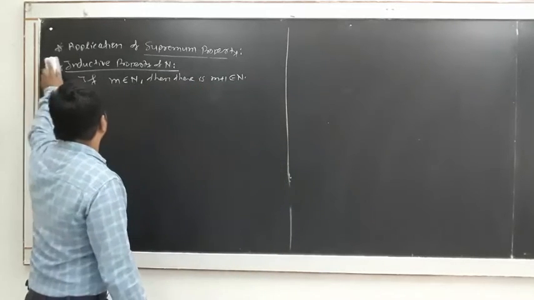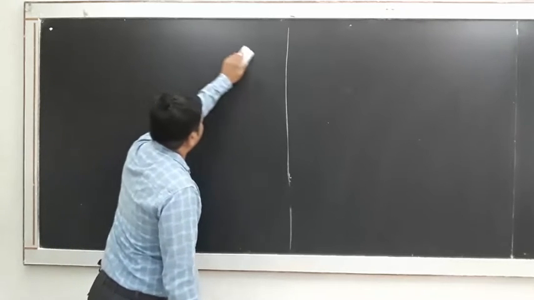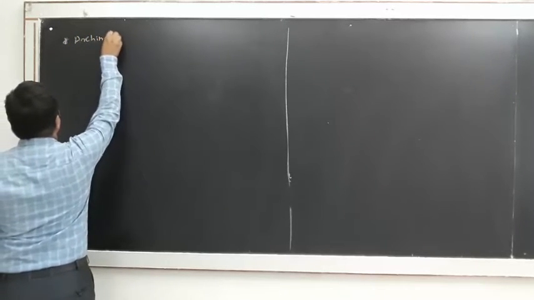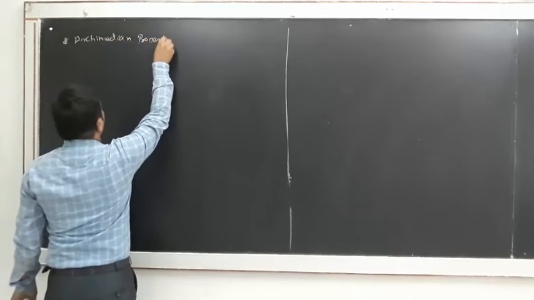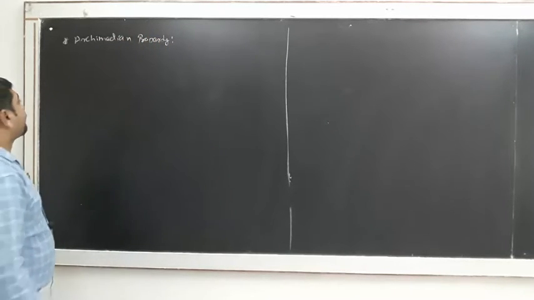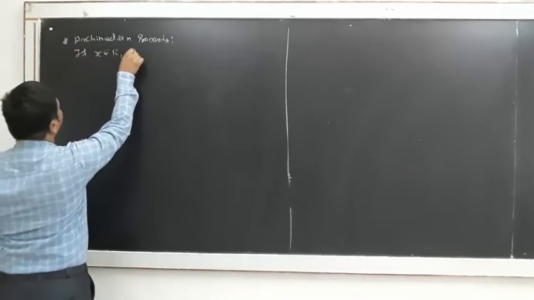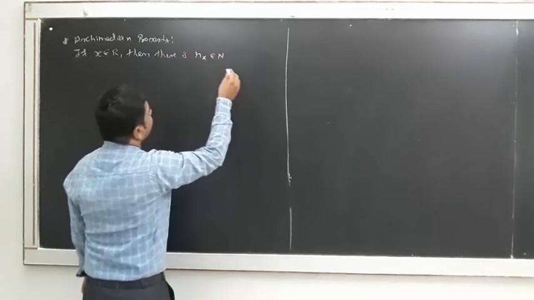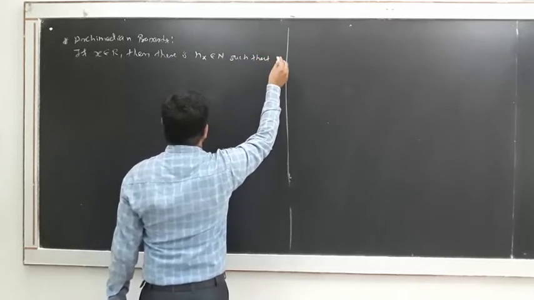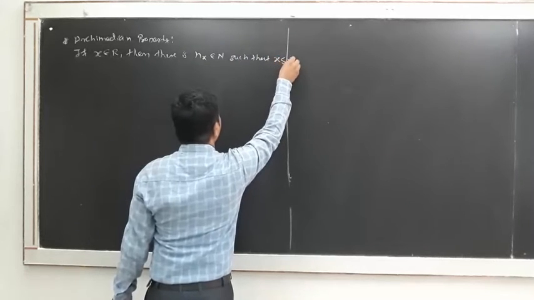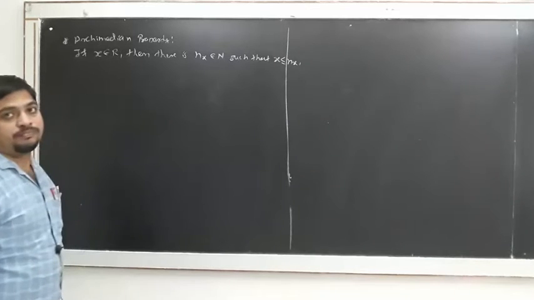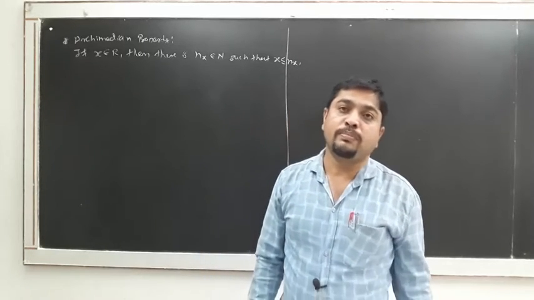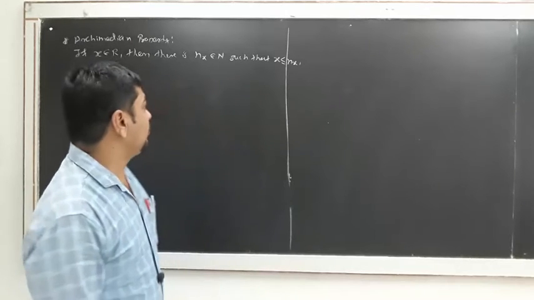So for this we discuss the Archimedean property. So our topic is the Archimedean property. What is the Archimedean property? If x is a real number, then there is n_x belonging to the natural numbers such that x is less than or equal to n_x. This is the Archimedean property. A question can be asked: state and prove the Archimedean property, or only state it. So it is important, you have to keep this in mind.